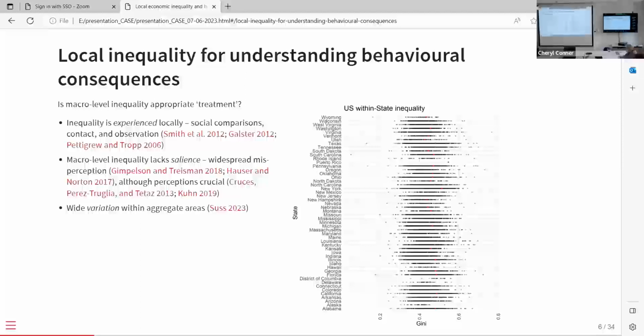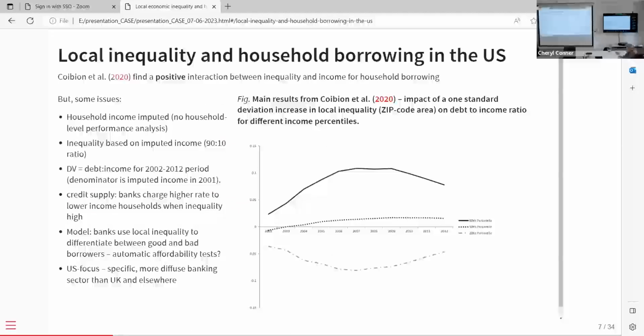Okay, so household borrowing and local inequality. There's actually a paper exactly on this using US data. I'm obviously still working on this research topic, although there's this, I would say, important paper out there on the topic using US data. This paper finds the complete opposite of this theory. Instead of a negative interaction between income and inequality, it finds a positive interaction between local inequality and income for household borrowing in the US.